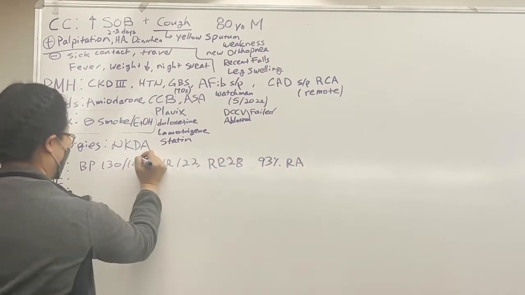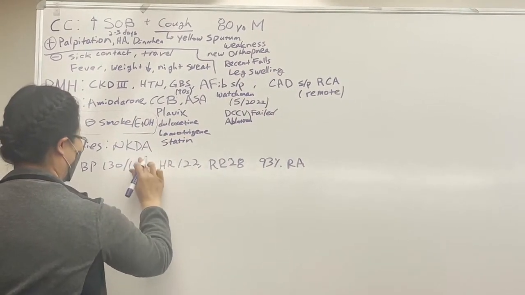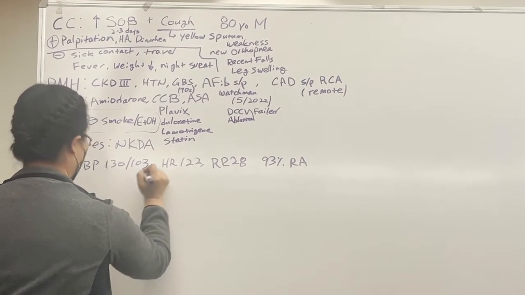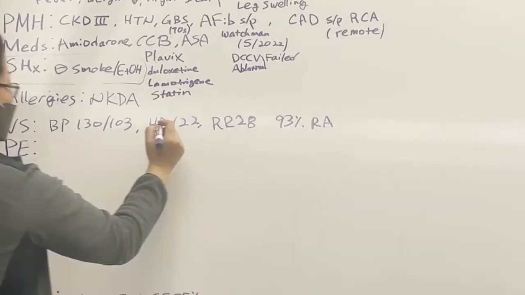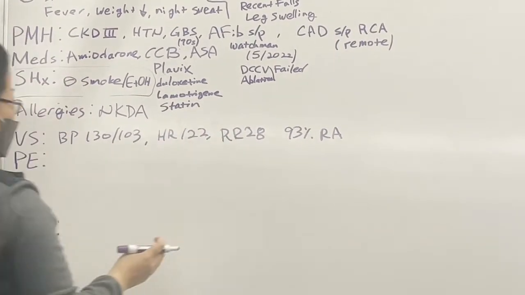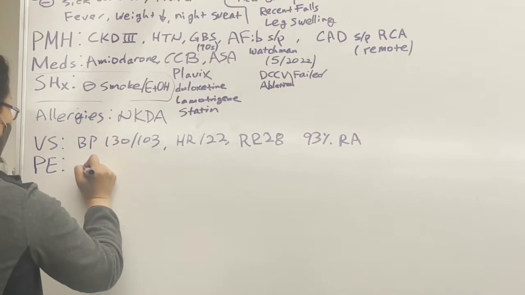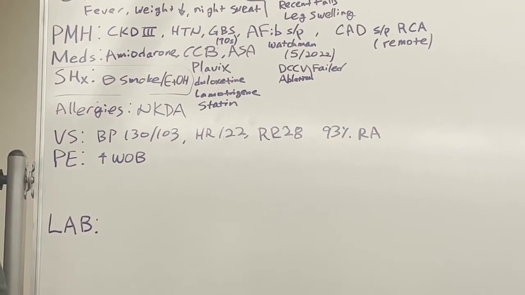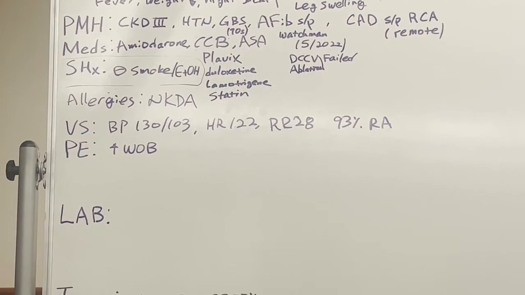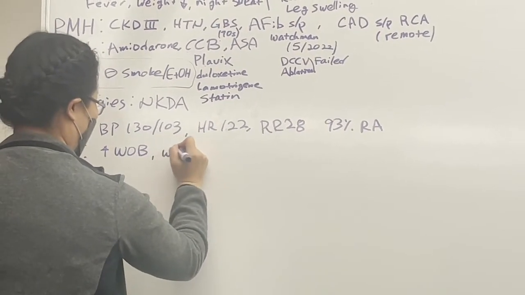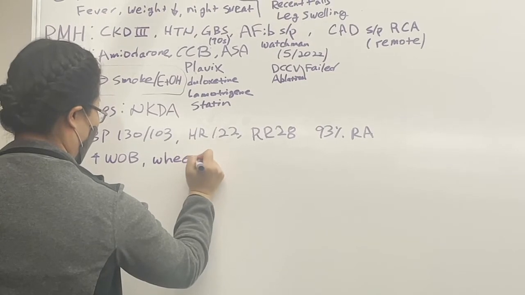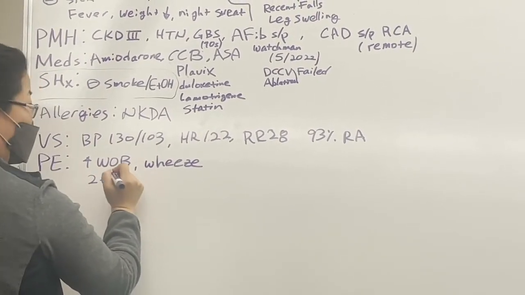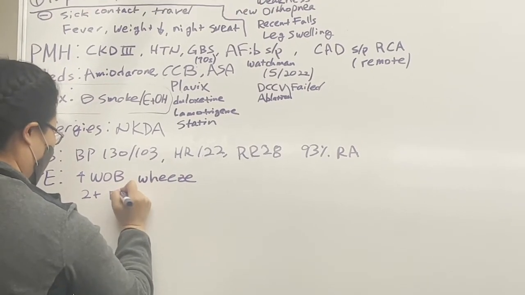Physical exam. Physical exam was generally unremarkable. He was a little bit tachypneic, as evidenced by his respiratory rate right there. He was just having some increased work of breathing, maybe some mild use of accessory muscles. Other than that, a little bit of wheezing. He had a positive fluid wave. He did have 2+ pitting edema when he came in, bilaterally.